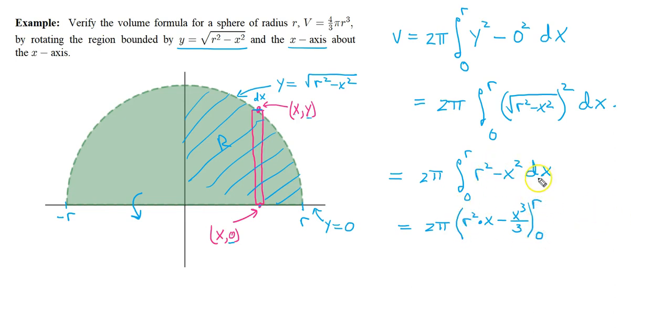Be careful when you're integrating with respect to x, so you need to treat this r squared as a constant, like the number 5. The antiderivative of 5 is 5x. Don't integrate this with respect to r, thinking of this as being r cubed over 3. The r is a constant. So now we just plug r in for x, 0 in for x, subtract, and we get our answer.